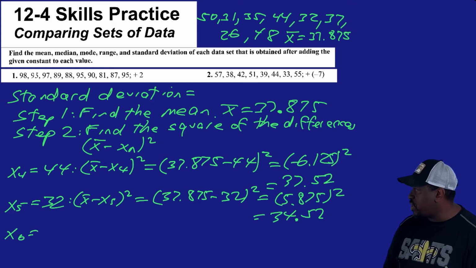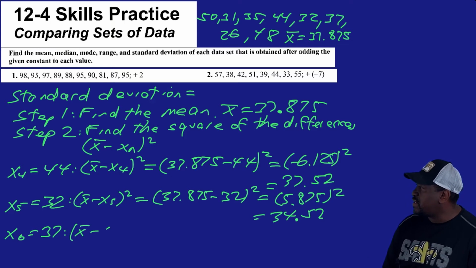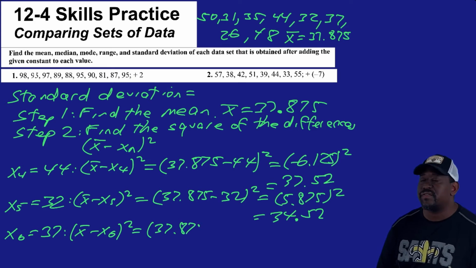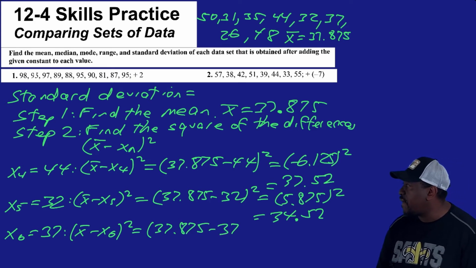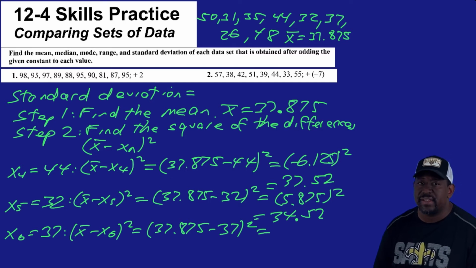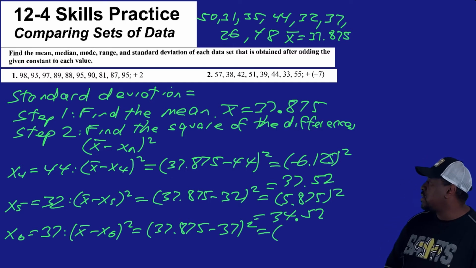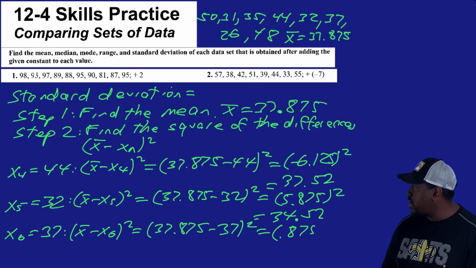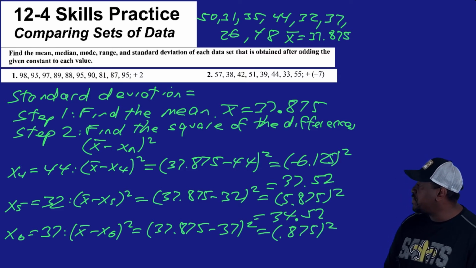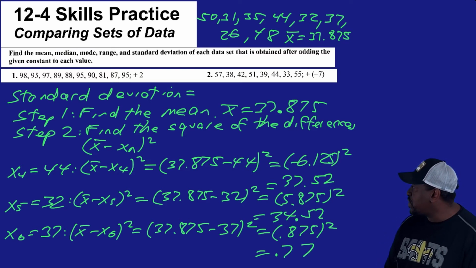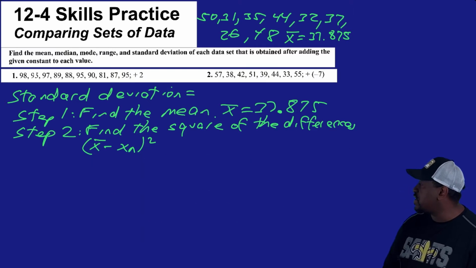So we have another one here at the bottom, 37. So we subtract the mean from that value. That's 37.875 minus 37 squared, which is going to be 0.875 squared. And that will get us a value of, let's see what the NOLA MATHMAN, use your calculators, 0.77, which again is rounded to the nearest hundredth.